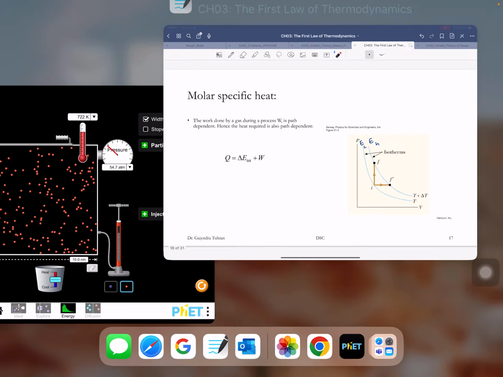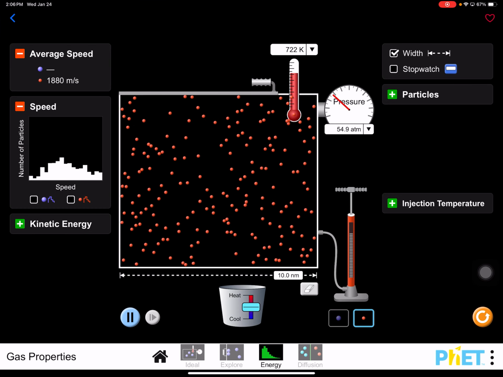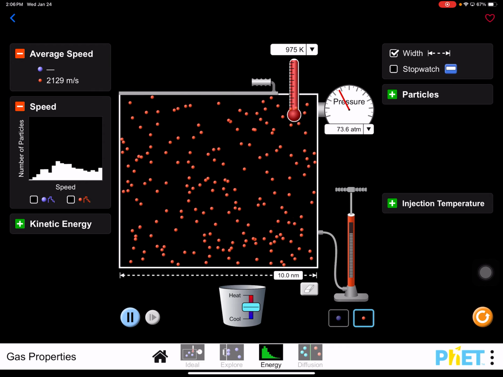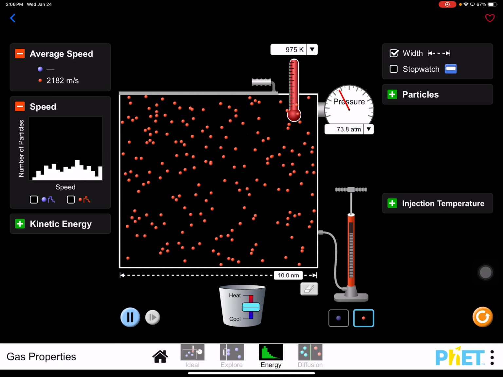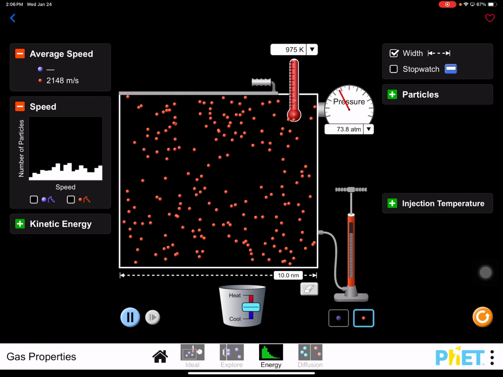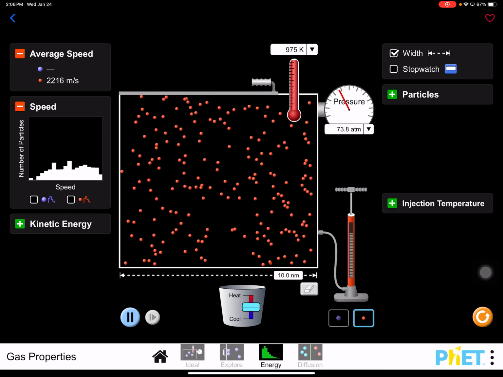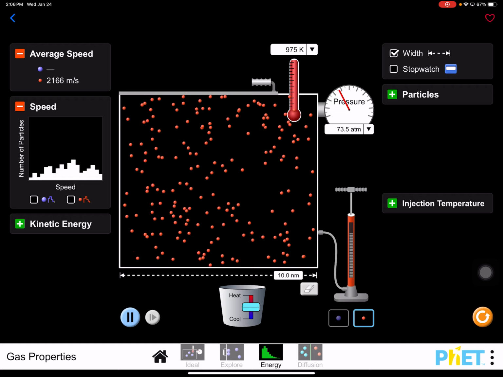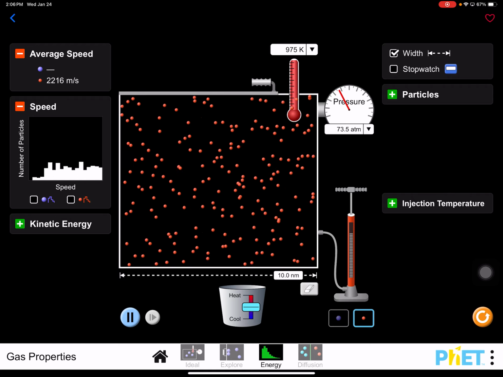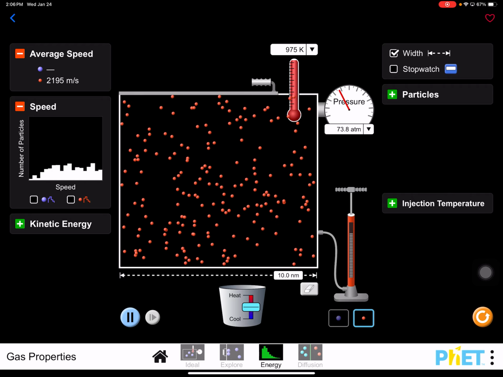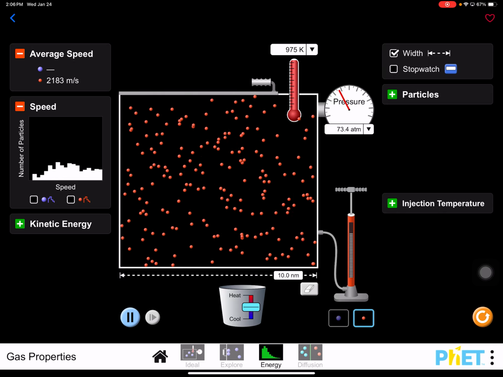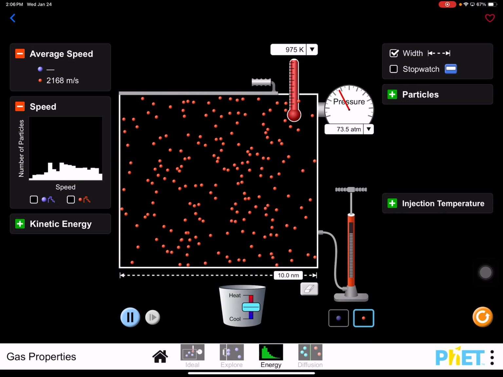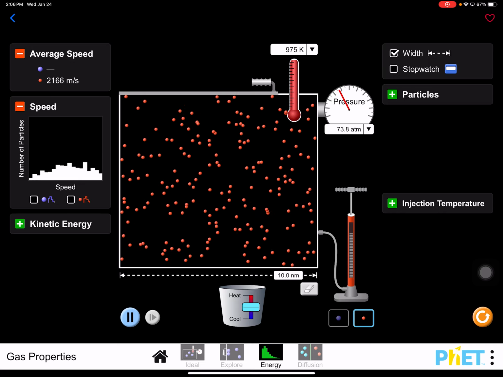When I'm heating the gas, what's happening? I'm speeding up all the molecules. I'm increasing the kinetic energy of every molecule, so I'm increasing the average kinetic energy. How much did I increase the energy of the gas by? Let's say I increased the energy of each molecule by 5 joules, and there were 100 molecules. I increased the total energy by 5,000 joules.